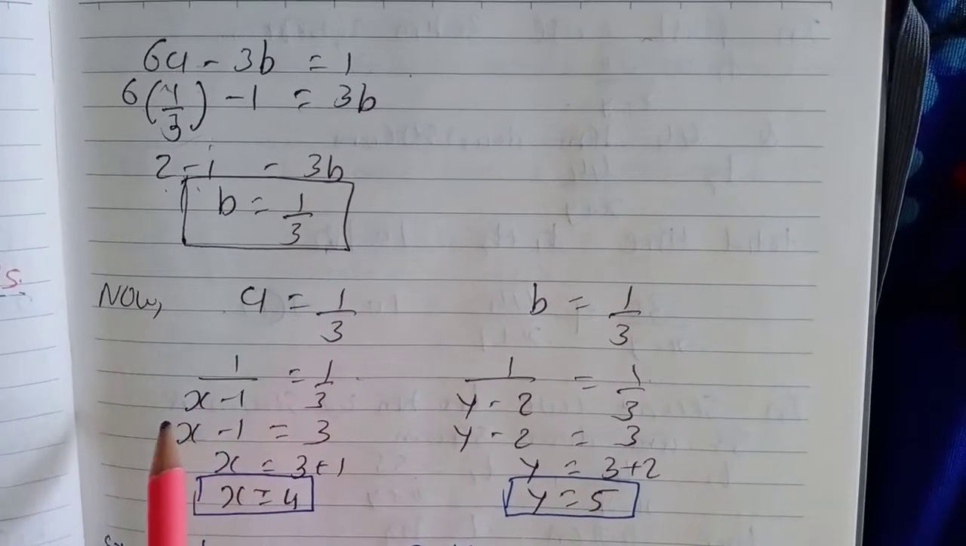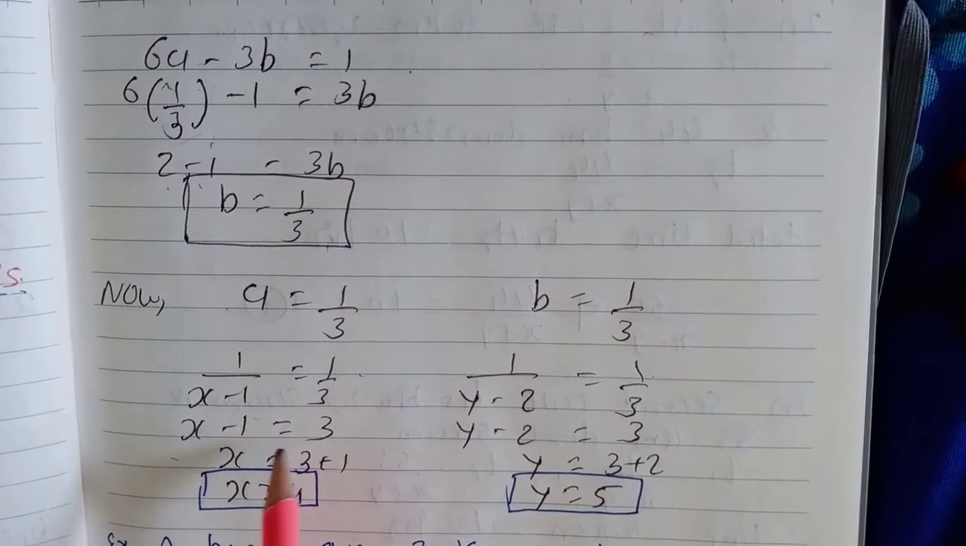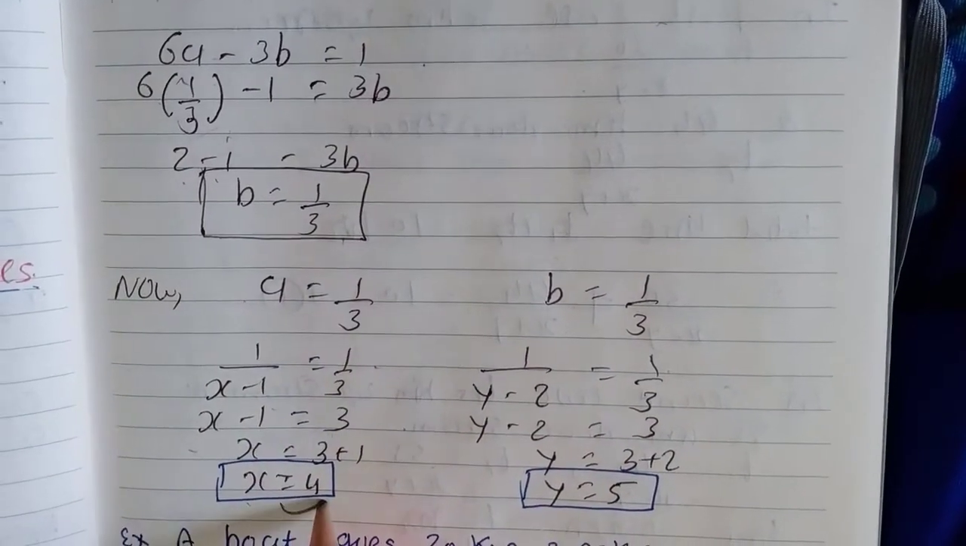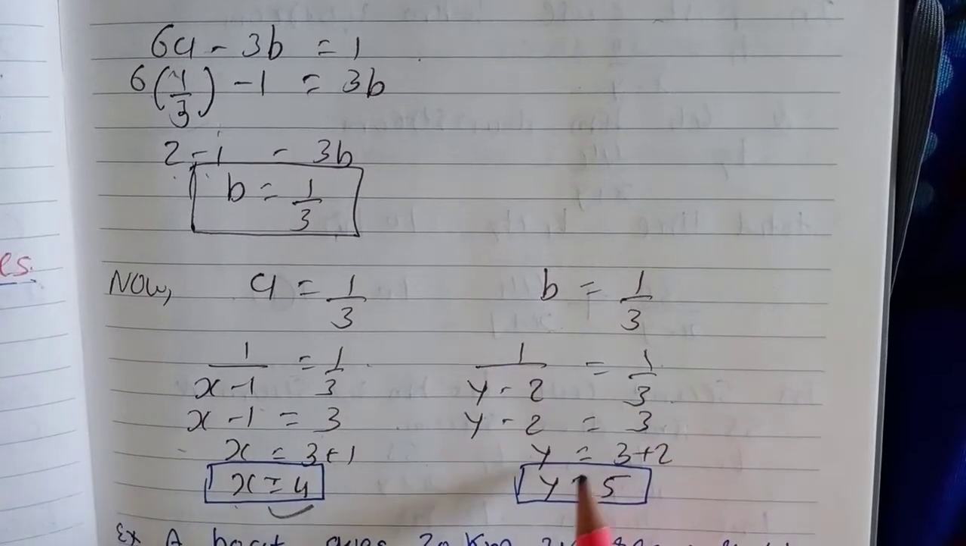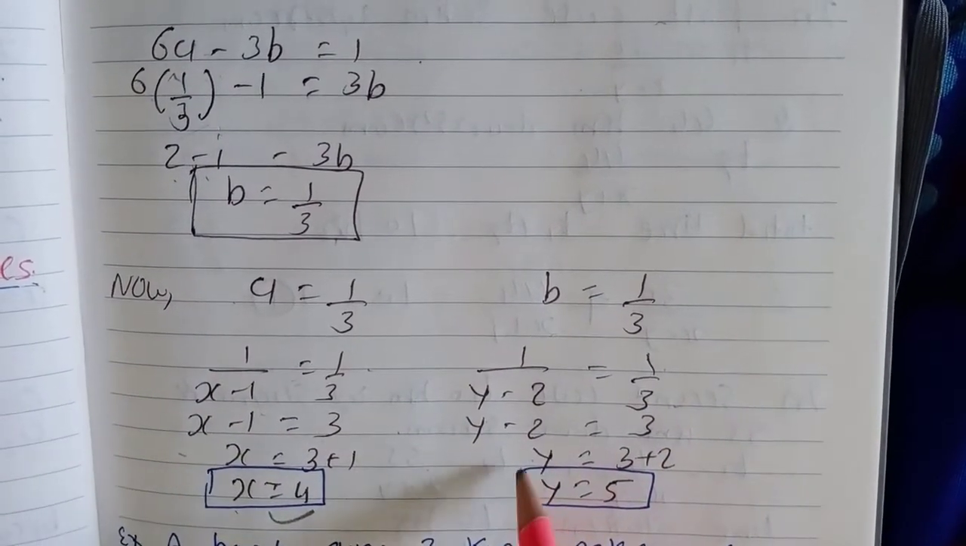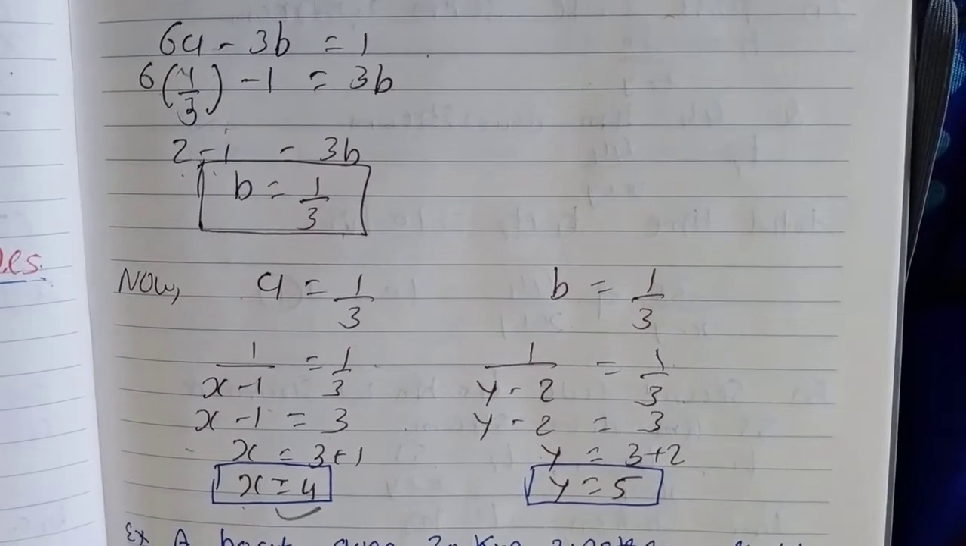So 1 upon x minus 1 is equal to 1 upon 3. Taking the reciprocal, x minus 1 is equal to 3. So x is equal to 4. And 1 upon y minus 2 is equal to 1 upon 3. We take the reciprocal, so y is equal to 3 plus 2, y is equal to 5.